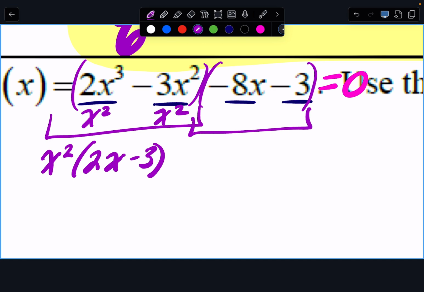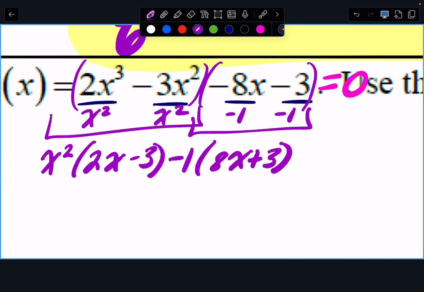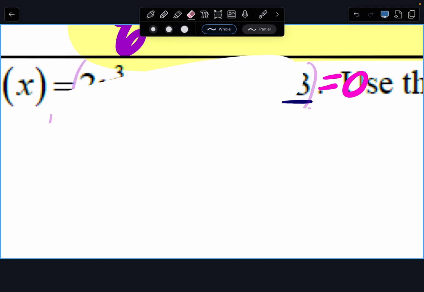Keep watching. Pull out the GCF here, which is -1. Divide by -1, divide by -1. Left is 8x plus 3. If grouping works, this and this will be the exact same thing. Inside the parentheses will be exactly the same. It's not. So you'd say, okay, grouping's not going to work here, unfortunately. If it did, it would be an easier problem.